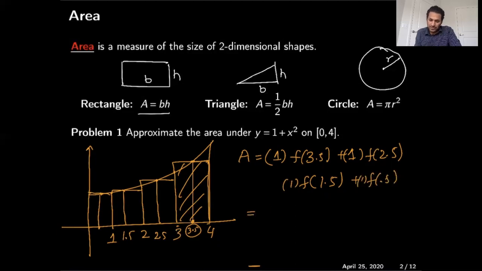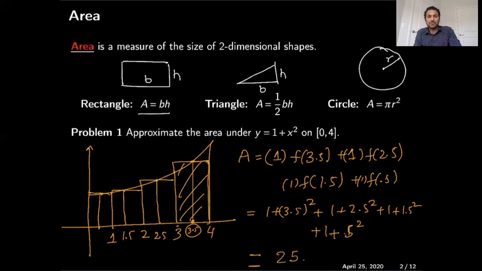So you will get 1 plus 0.5 squared, 1 plus 0.25 squared, 1 plus 0.1 squared, and 1 plus 0.5 squared of that. And that gives you 25 total. So this is called the midpoint method.